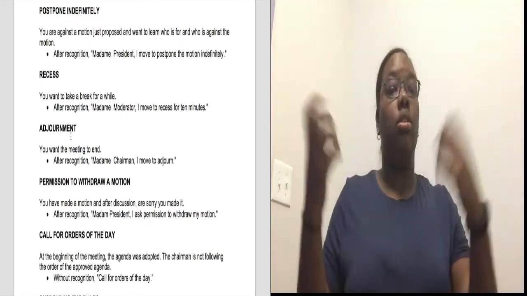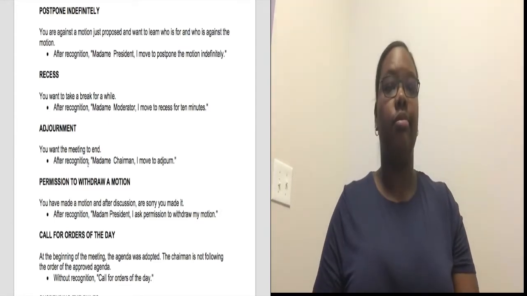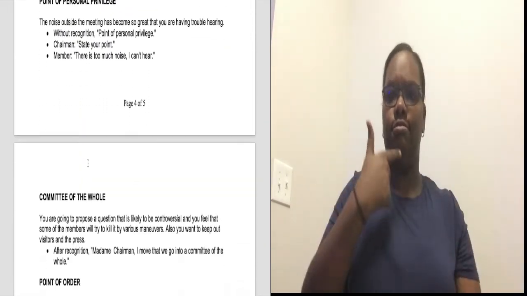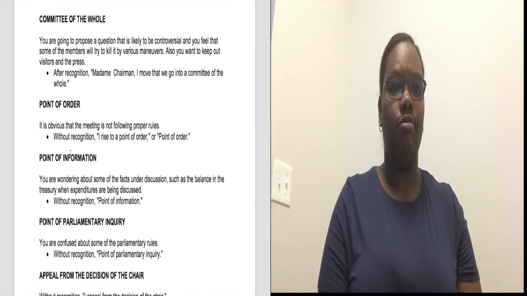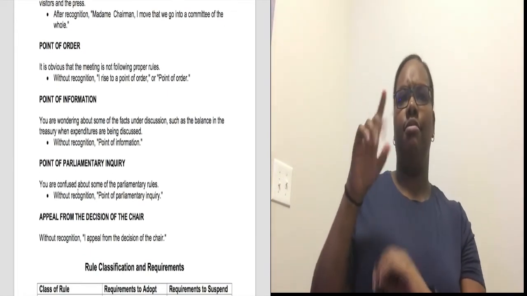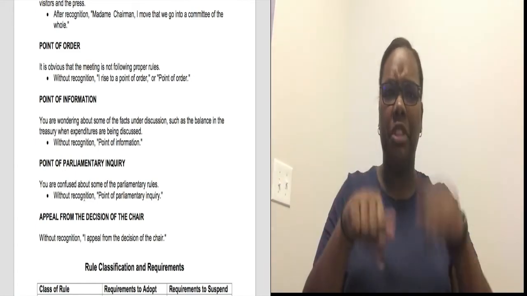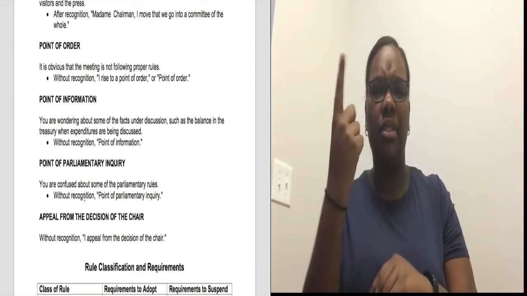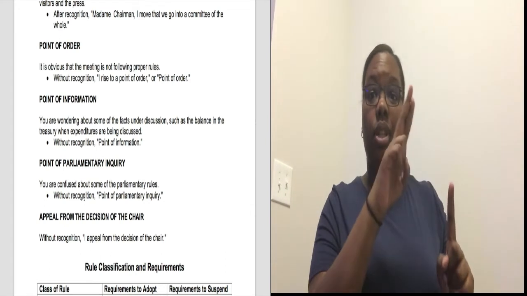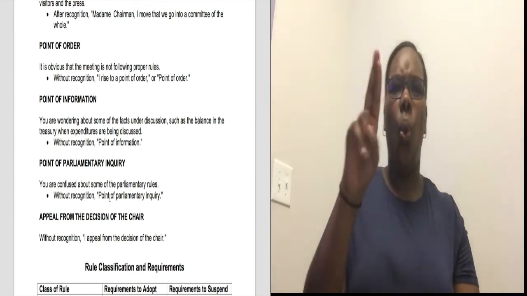Here's adjournment again. After you get recognized, you would say, I move to adjourn. And finally, here's some more point of order, point of parliamentary inquiry. That means, for example, you might be confused about something, about how the meeting is going according to Robert's rules or parliamentary procedures, but you're confused about something. So you would ask. This is really just asking for clarification.